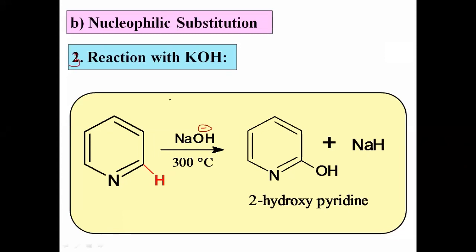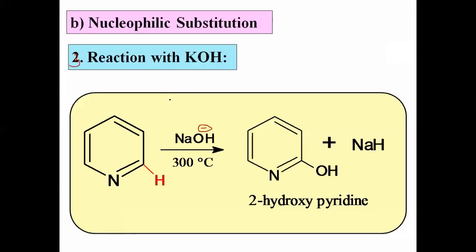We have studied three examples regarding nucleophilic substitution. The first one is the reaction with sodamide, a very interesting reaction. The second one is the reaction with n-butyl lithium, and the third one is the reaction with potassium hydroxide or sodium hydroxide. How pyridine reacts with alkali, and we get the corresponding hydroxypyridine. This is just about nucleophilic substitution.